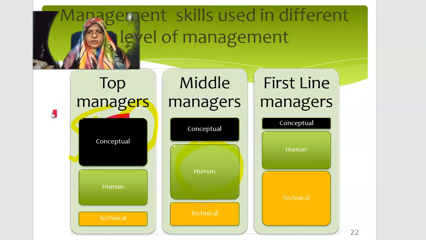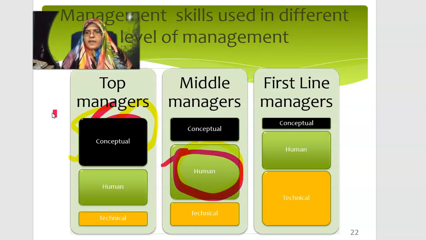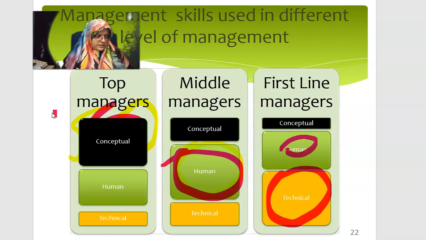Okay, dia perlukan conceptual skills. Dan middle managers, dia perlukan human skills. And first line managers, dia perlukan lebih sikit human dan yang penting ialah dia kena tahu kerja dia. Okay? Alright, technical skills. Sebab tu dia ni penting juga. Semua dekat sini penting. So, masing-masing ada kemahiran pengurusan yang diperlukan untuk setiap level.